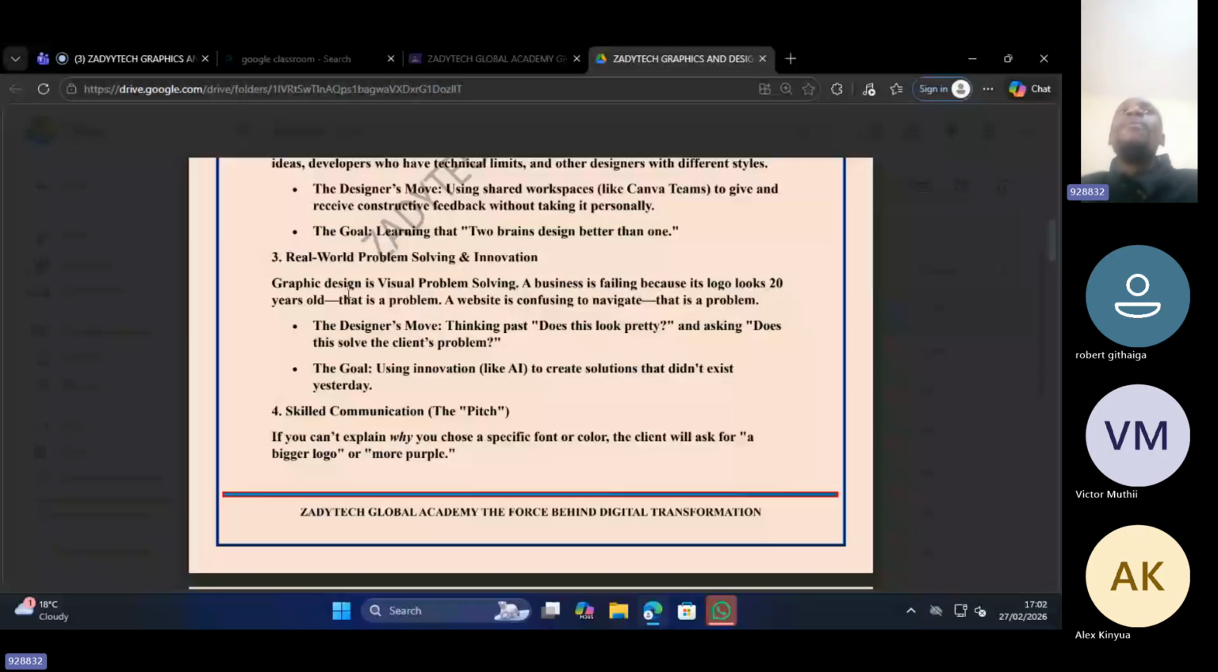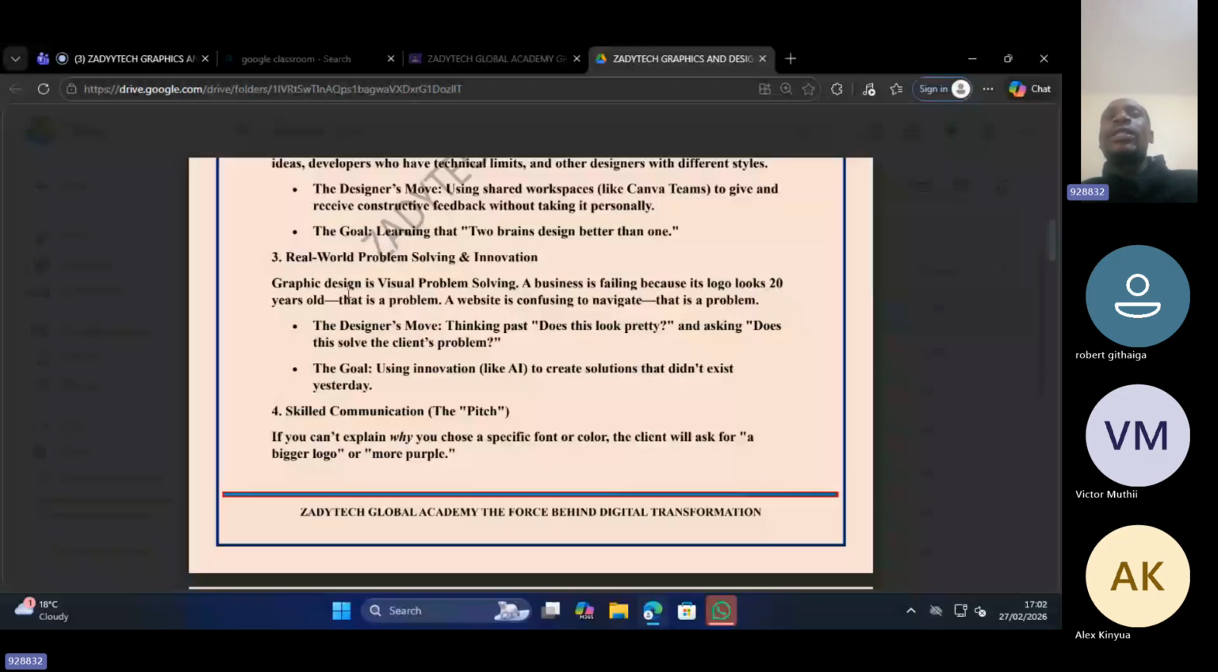Yes. So your design should be solving problems. Is it a communication problem? Is it a visibility problem? How can you use your graphic and design skills now to solve the problems? So when you become a problem solver, you'll find that by the end of the day, you'll have money flowing on your side. So one way of monetizing these graphic and design skills is simply by using them on solving real world problems.